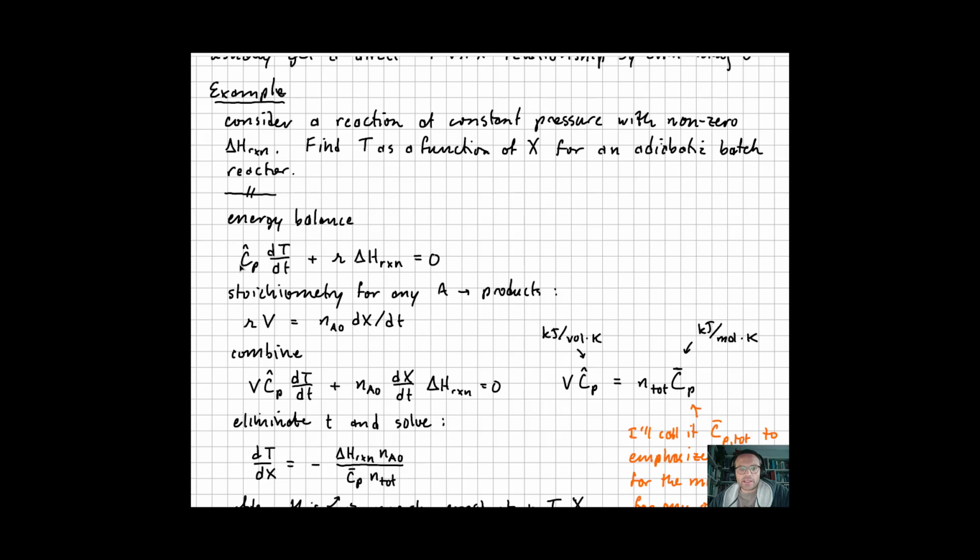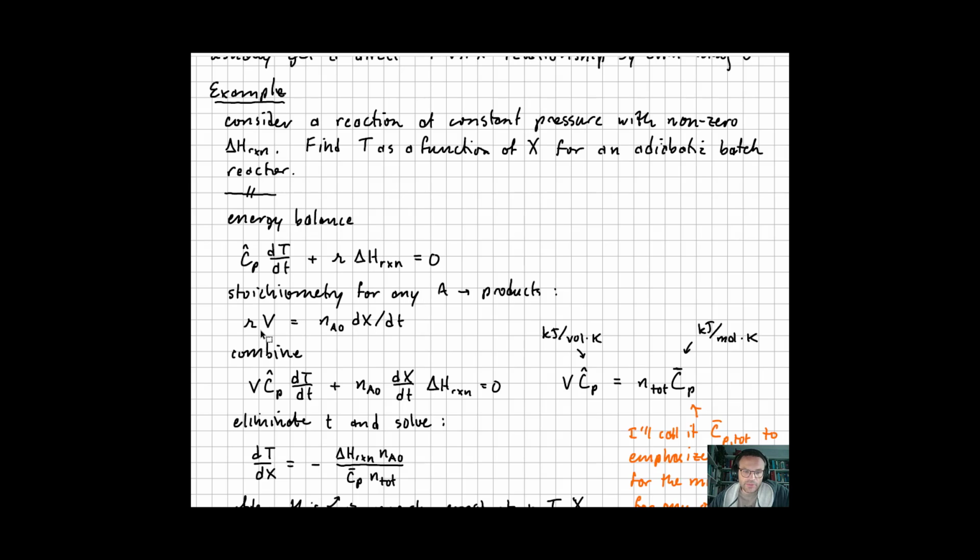So the energy balance, going back above to the constant pressure case, we have an energy balance that says that the total heat capacity of the contents times the derivative of the temperature with respect to time, plus the rate of the reaction times the enthalpy of reaction, has to be equal to 0. We can go back now and use the stoichiometry. This is a valid stoichiometric result for any reaction that takes a single A molecule and converts it into products, however you've written everything else.